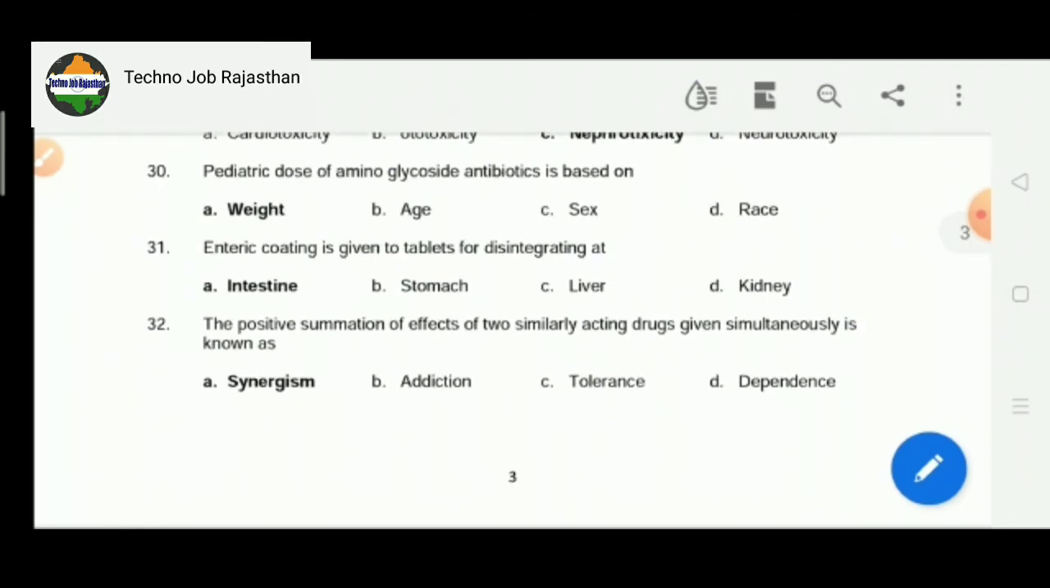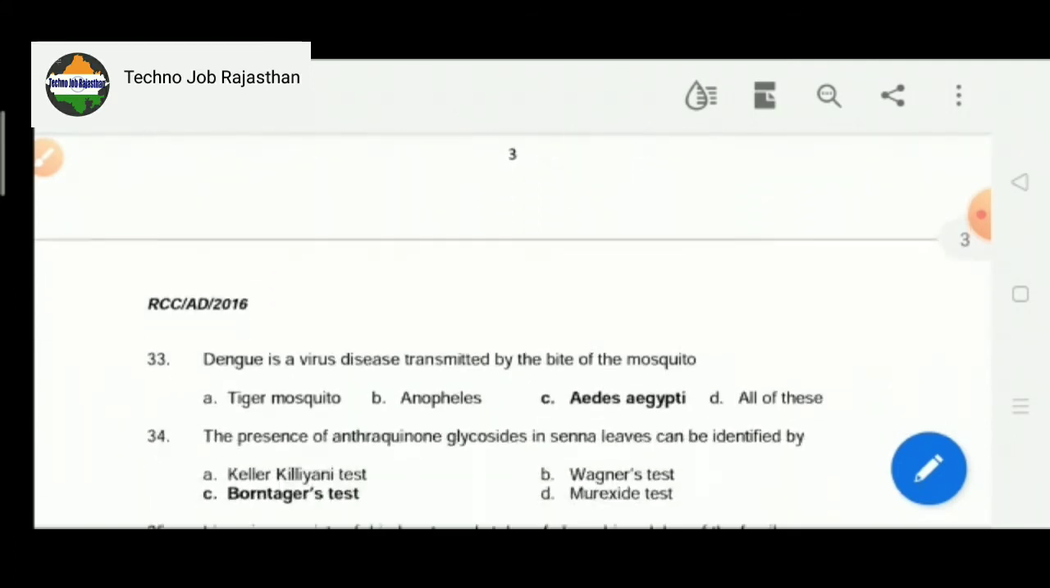Question number 32. The positive summation of effect of two similarly acting drugs given simultaneously is known as: option A is synergism, option B is addiction, option C is tolerance, option D is dependence. So the correct answer is option A, that is synergism.